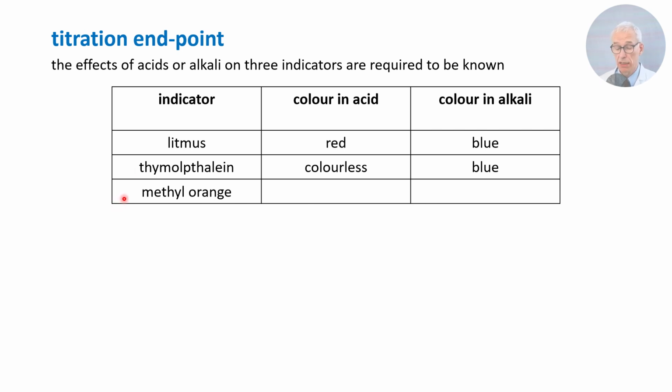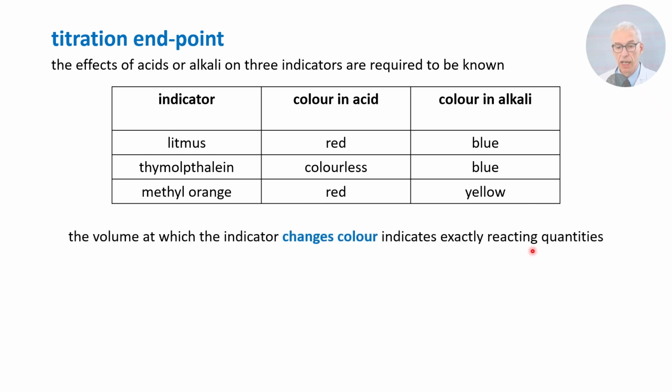Now you may recall the colors of methyl orange in acid and alkali. If so, speak them out. Methyl orange is red in acid and yellow in alkali. Now, the volume at which the indicator changes color during the titration indicates exactly reacting quantities of acid and base and is called the titration or indicator endpoint.